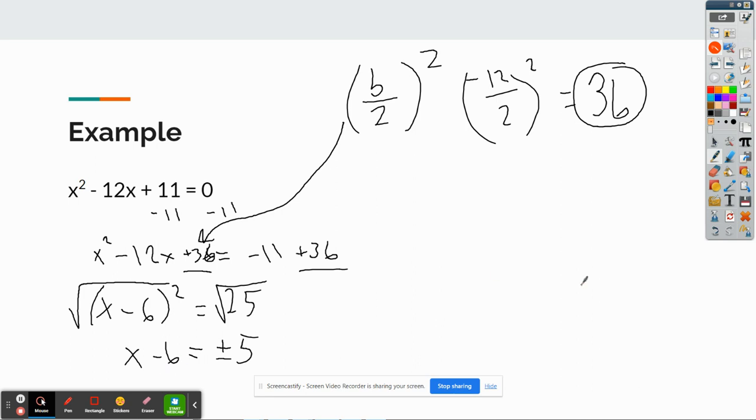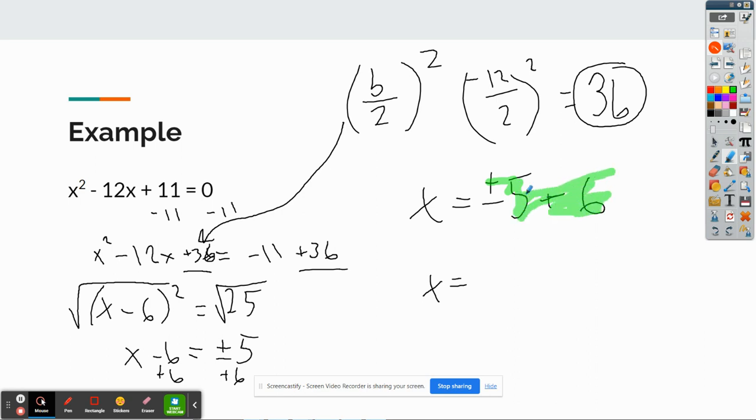All right, almost last step, add a 6 to get x by itself. And so what do we get? We get x equals positive or negative 5 plus 6. And so we have to actually write what those two numbers are. So again, I'll use my highlighter here. Positive 5 plus 6.